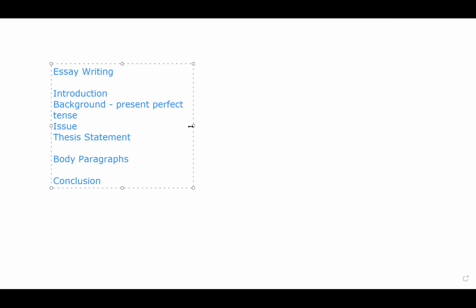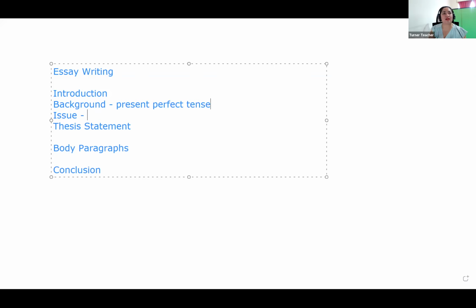Okay, present perfect tense. And then we have the issue. We want to know what the debate is about and things like that. And for the issue, we use present tense.